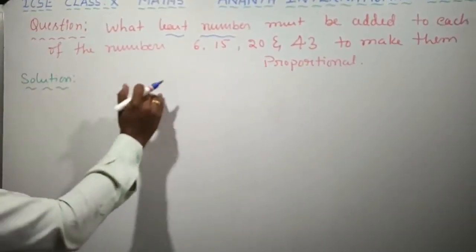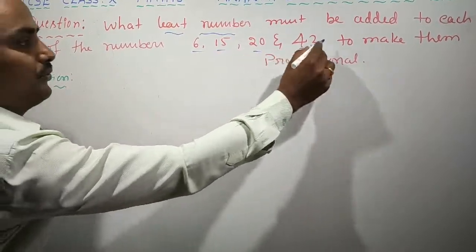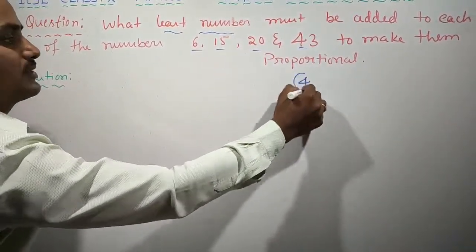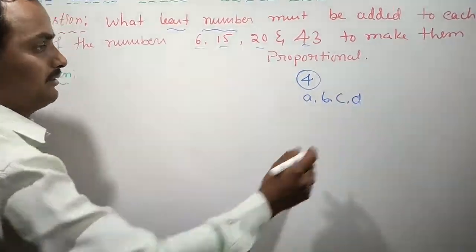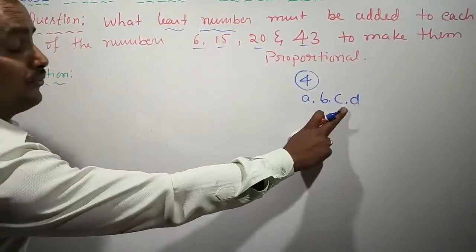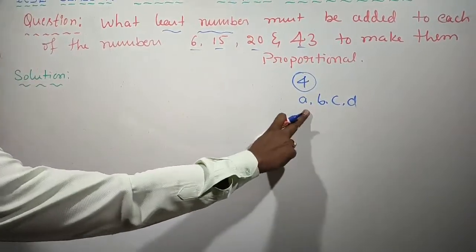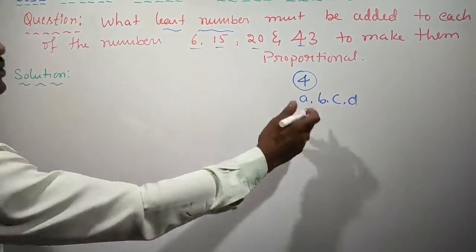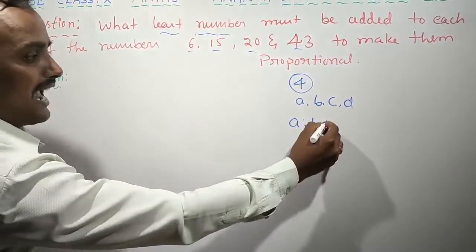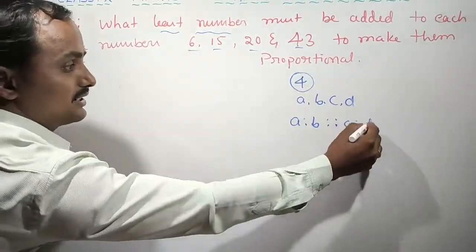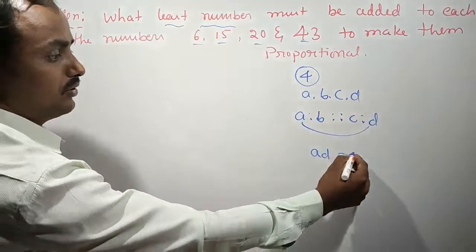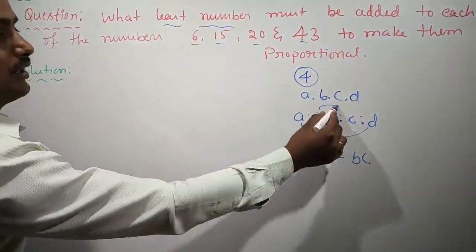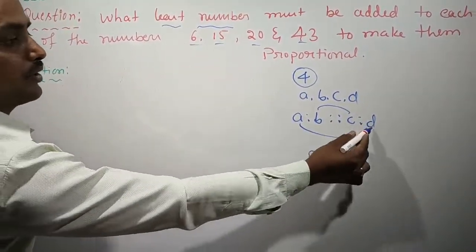Here how many terms are there? 1, 2, 3, 4. Totally 4 terms are there, so we will consider a, b, c, d, children. These 4 non-zero quantities we will consider proportional, children. You know how to write? A is to b as c is to d, children. Finally we will write the product a into d is equal to b into c will come. Product of means is equal to product of extremes.